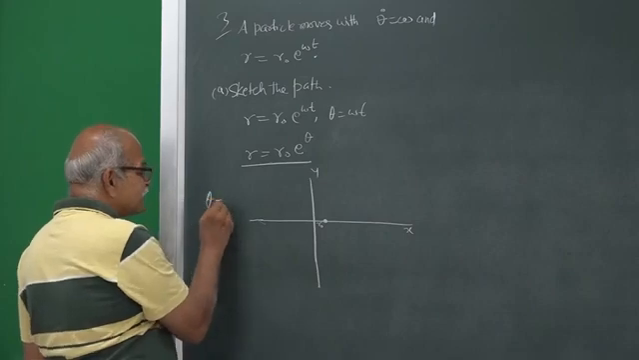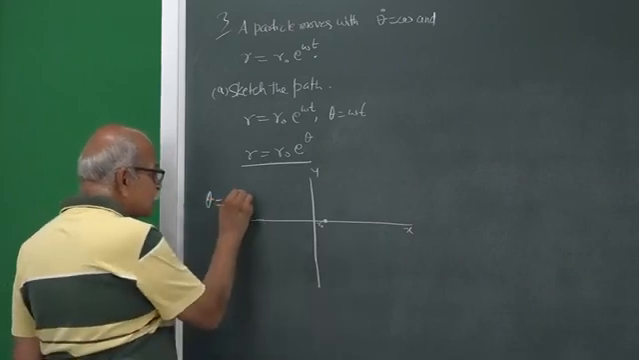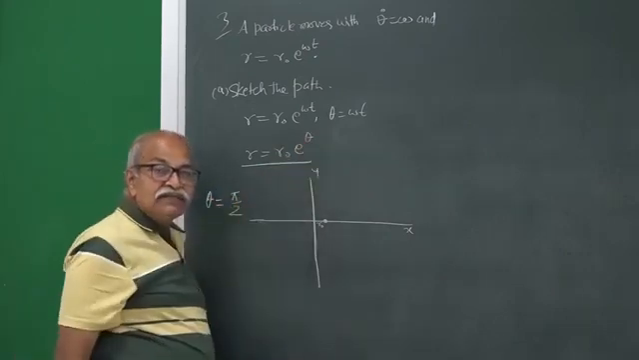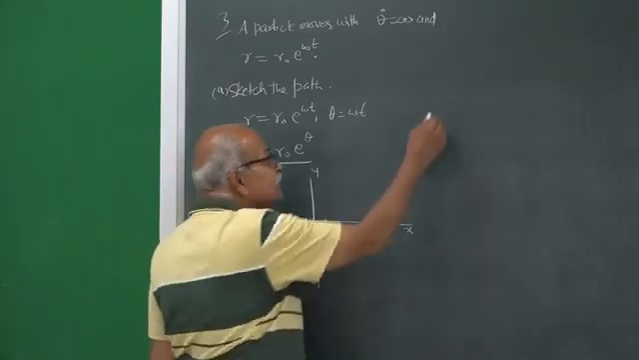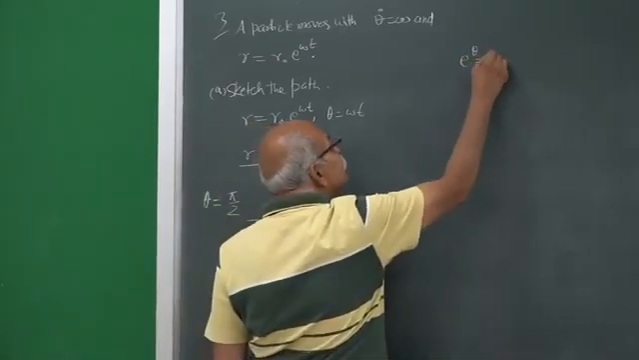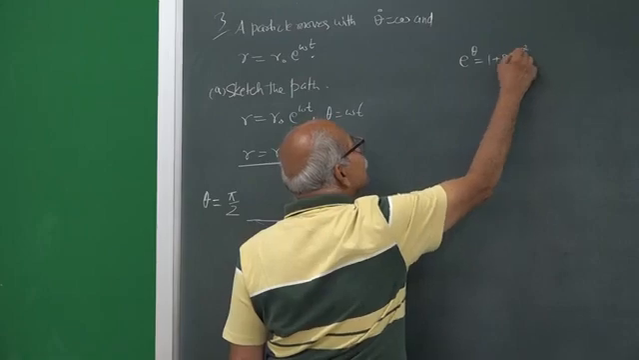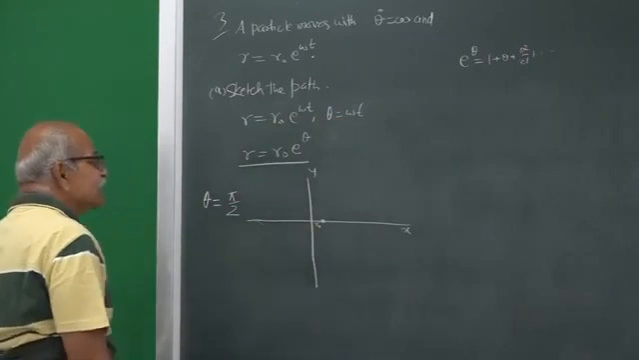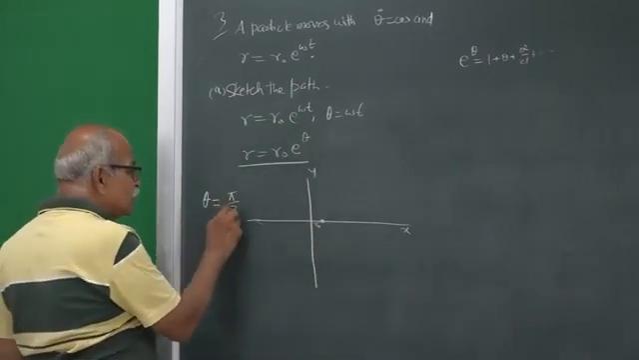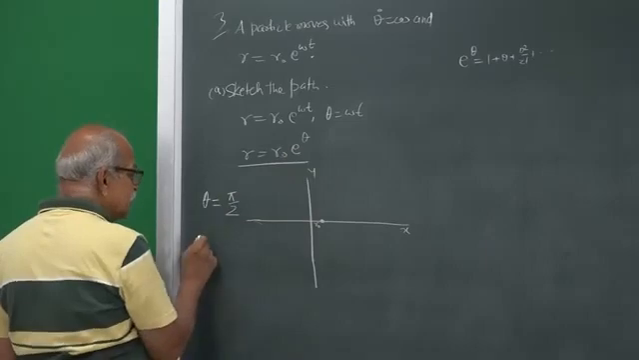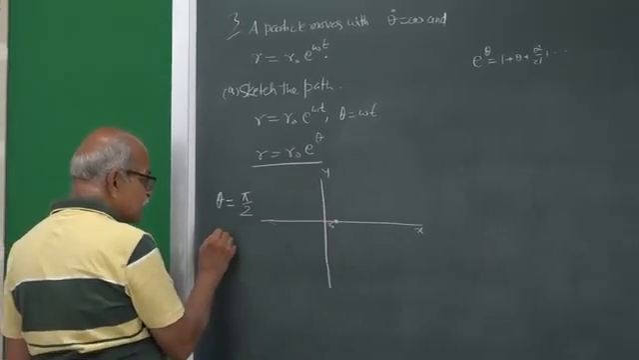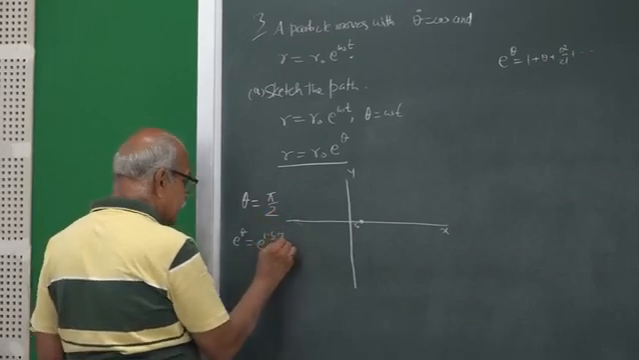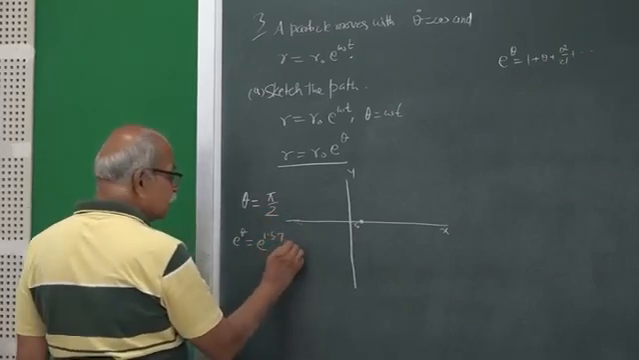Now, when theta is, let us say, pi by 2, as theta increases from 0, e to the power theta will increase. You know e to the power theta is 1 plus theta square by 2 and so on. So, as theta increases, e to the power theta increases. At theta equal to pi by 2, e to the power theta is e to the power say 1.57, and that value is around 4.8.